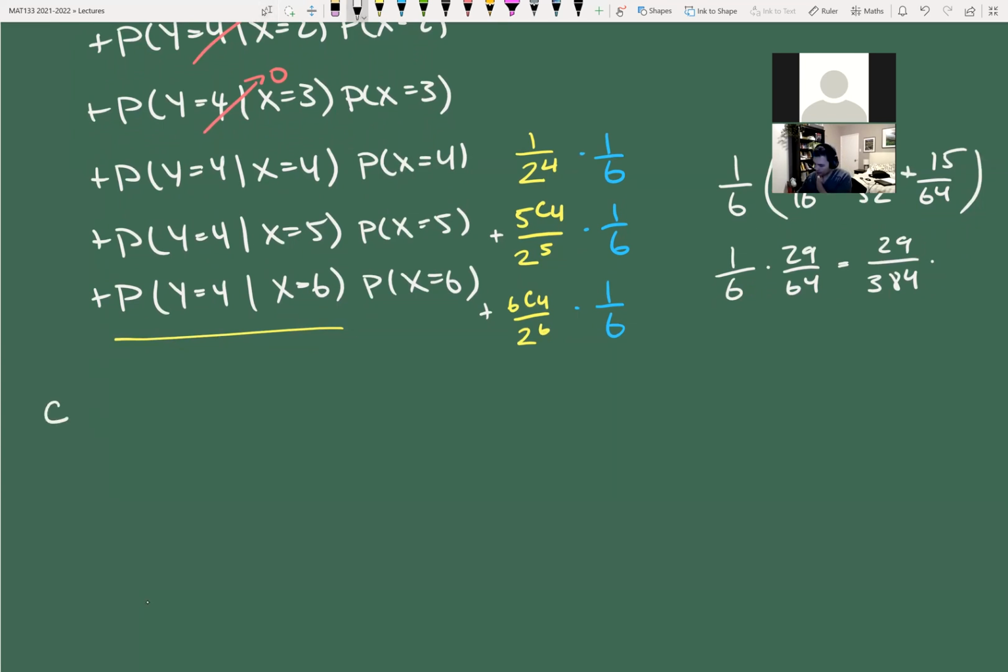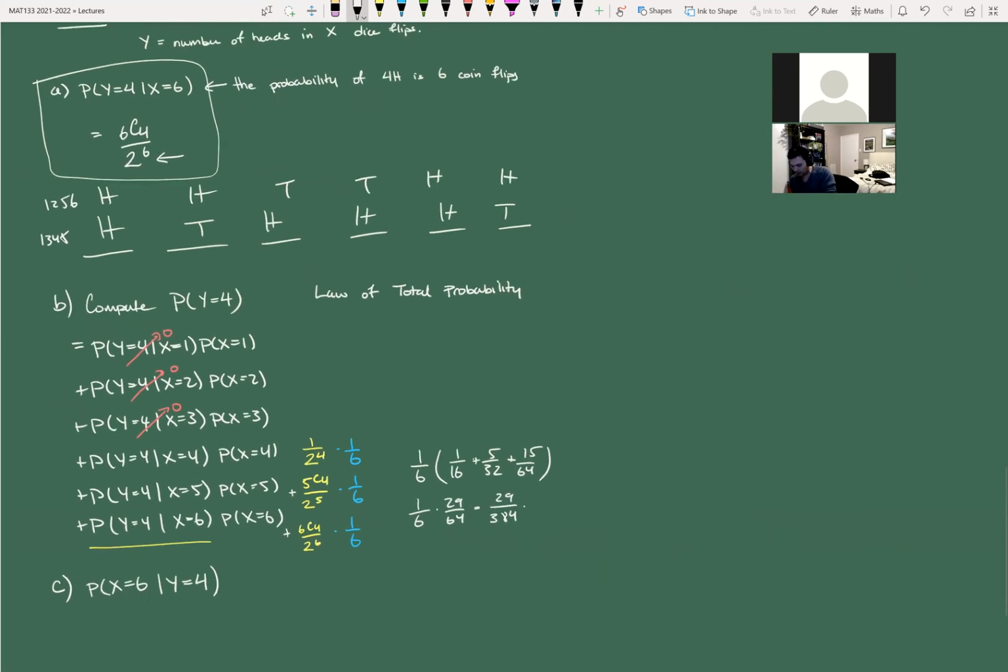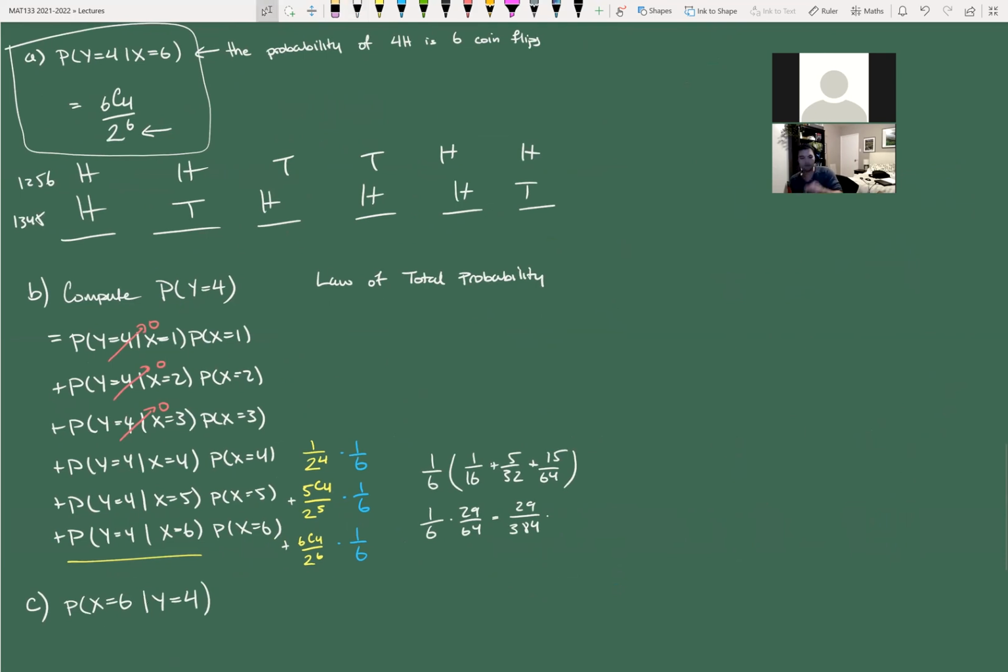And then in part C, so C now says, compute the probability that x equals 6 given y equals 4. And you'll notice that this is the opposite of part A, right? Part A was the probability that y equals 4 given x equals 6. In this case, we've switched them around.